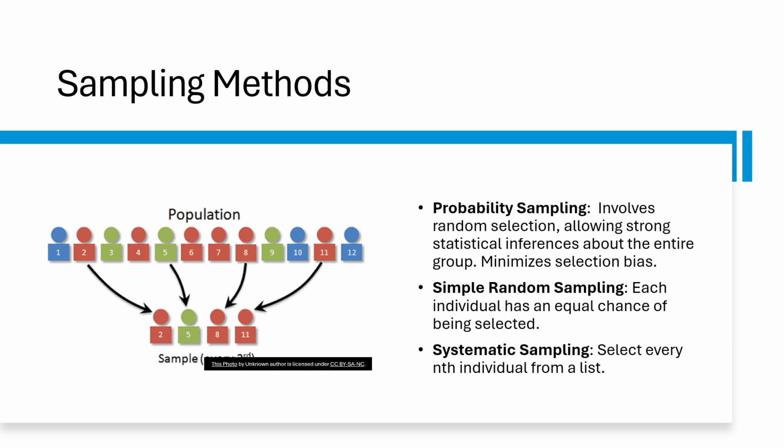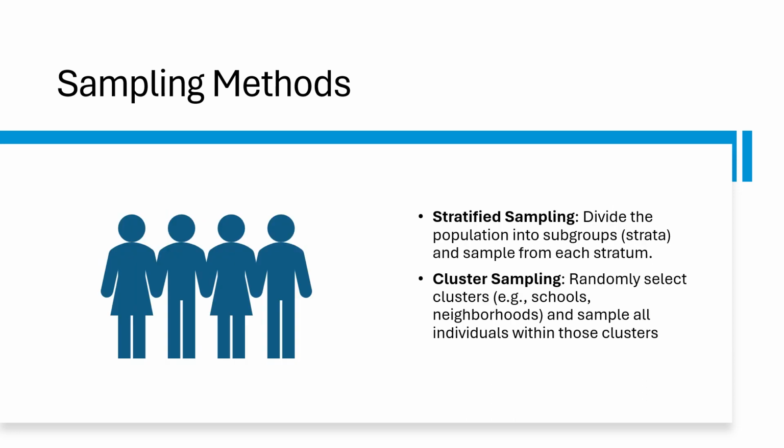At that time, this type of sampling will be called the nth sampling or systematic sampling. There are other methods of sampling also under probability sampling. Another one is stratified sampling.